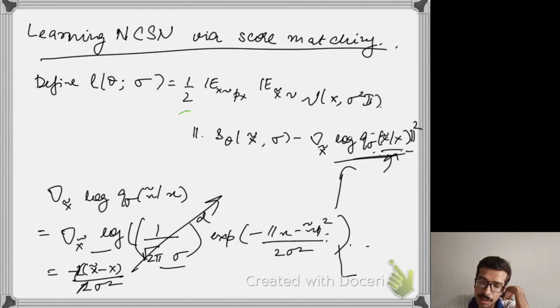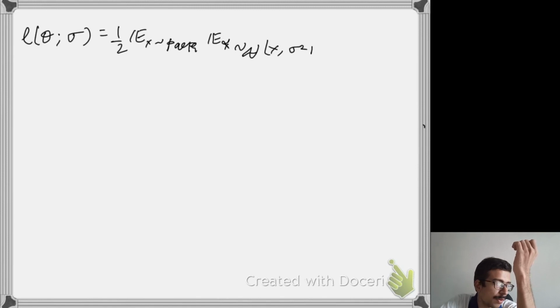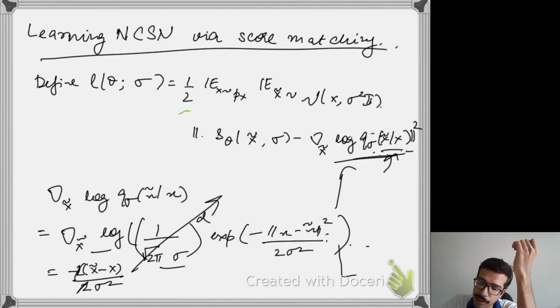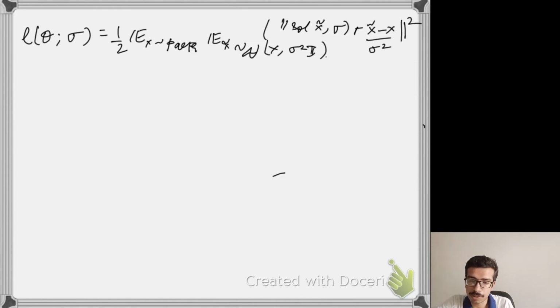And now if I substitute it, this gives me my function L theta corresponding to sigma as half of the expectation of x given by p data and the expectation of x tilde sampled from the normal distribution with mean x and variance sigma squared I, of s theta of x tilde sigma minus the negative of x tilde minus x over sigma squared. So this is going to be plus x tilde minus x over sigma squared, with this whole norm squared inside the expectation.